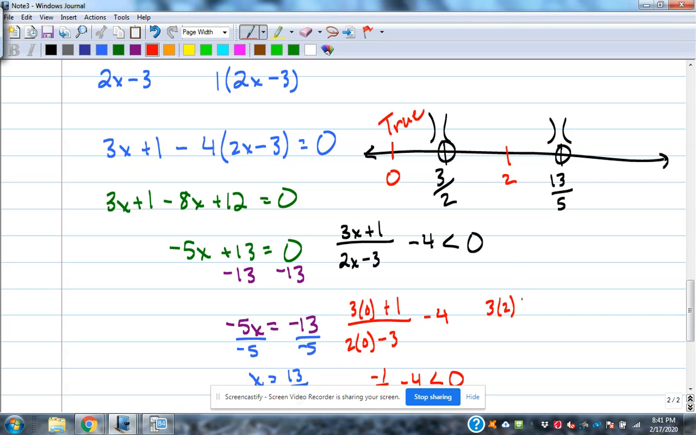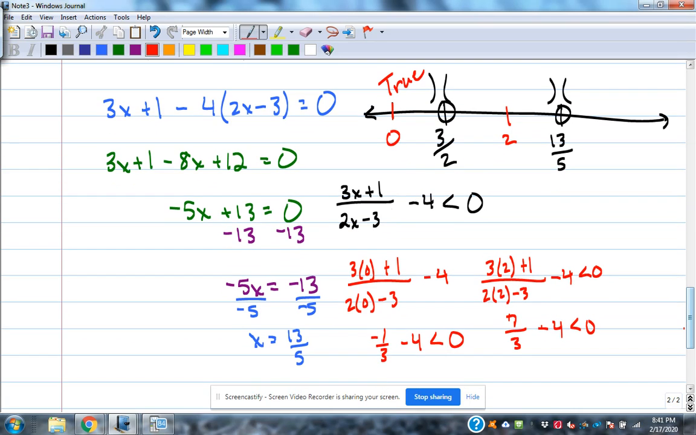So 3 times 2 plus 1 over 2 times 2 minus 3 minus 4. We're going to compare that to 0. That's going to be 6 plus 1 is 7. 6 minus 3 is 3, minus 4. Is that right? Oh, that's 4 minus 3 is 1. 7 minus 4. 7 minus 4 is 3. Is 3 less than 0? So that area is false.